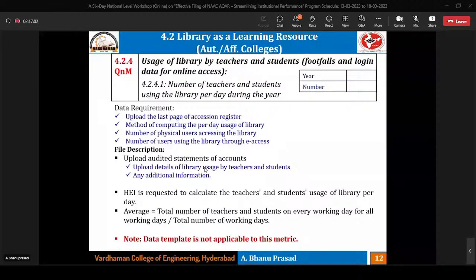We can also accumulate this with respect to e-access. Even though the teacher nowadays is mostly not coming to the library, he has accessibility to all the e-resources on his campus wherever he sits. So that also can be taken into consideration. That is computing the per day usage of the library. So both physical users as well as library use through e-access can be taken into consideration, and that's how we can increase the usage per day.